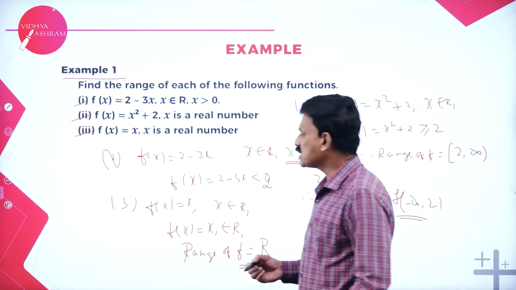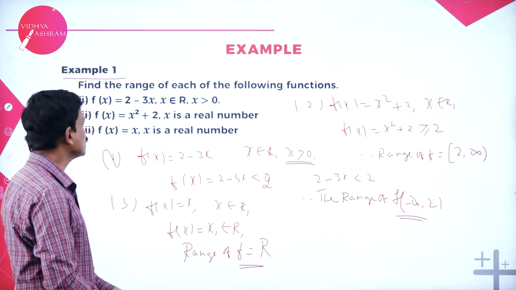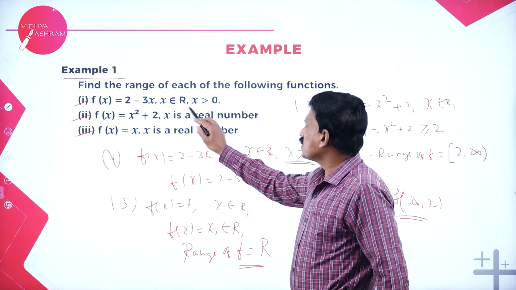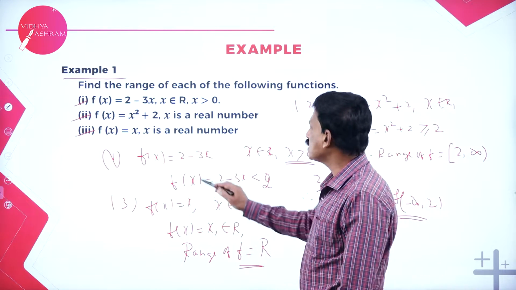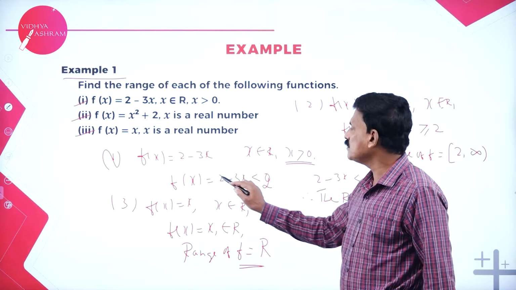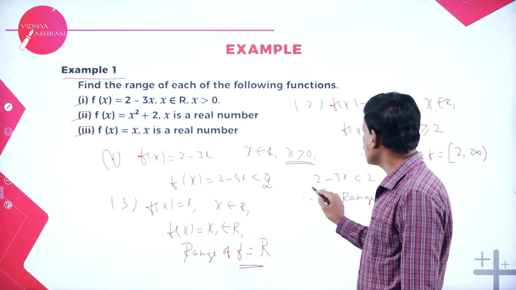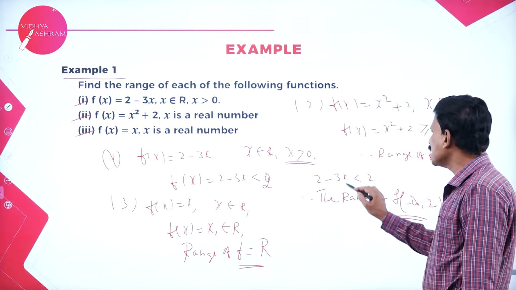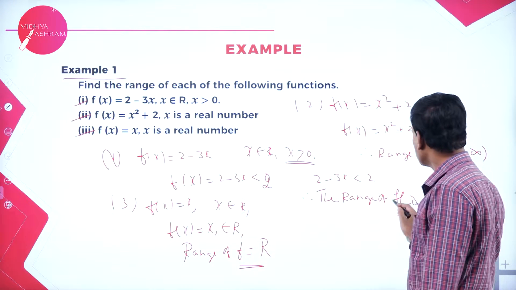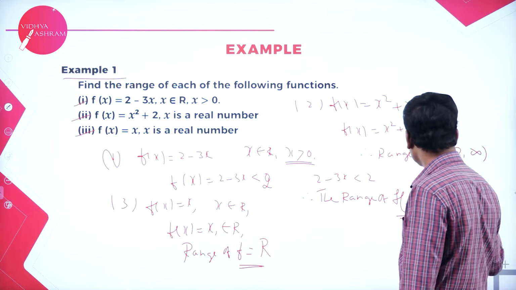Now listen to me, I'll explain once again. What is the problem given here? Find the range of the following function. The first function is f of x is equal to 2 minus 3x, for all x belongs to R, where x is greater than 0. Since f of x is equal to 2 minus 3x, for all x belongs to R and x is greater than 0, definitely the value of 2 minus 3x is less than 2. So therefore, the range is minus infinity to plus 2. So the values 2, 1, 0 and minus 1, minus 2 up to minus infinity come under this.